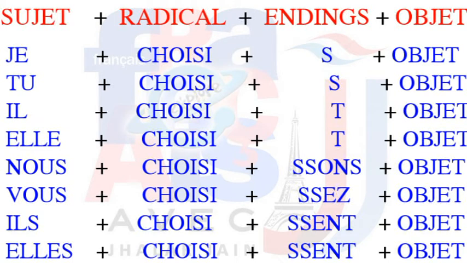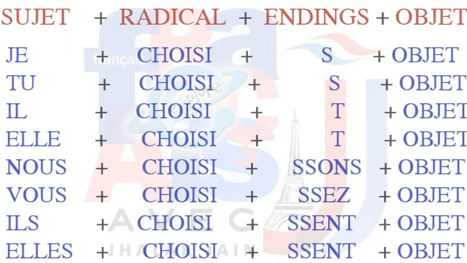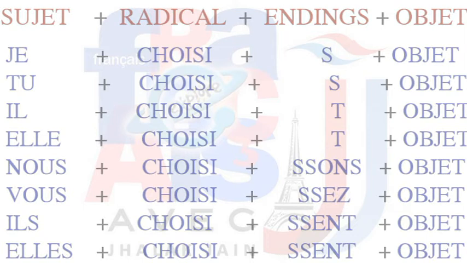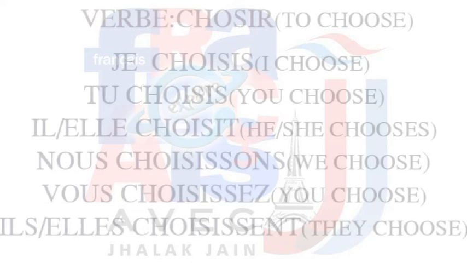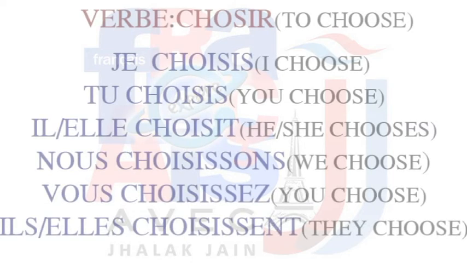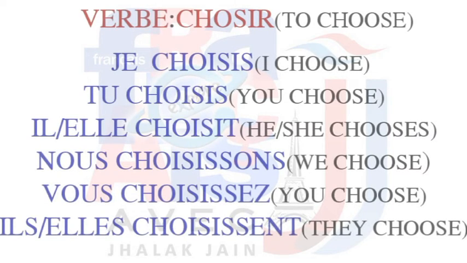For example, with je, that is the sujet, we place choisi, that is the radical, then s, which is the ending, and last the objet. All the sujets will be conjugated with their particular endings. Verb choisir, which means to choose. Je choisis, that means I choose.